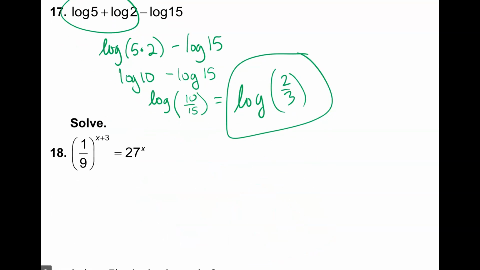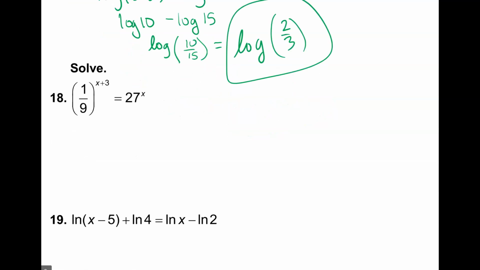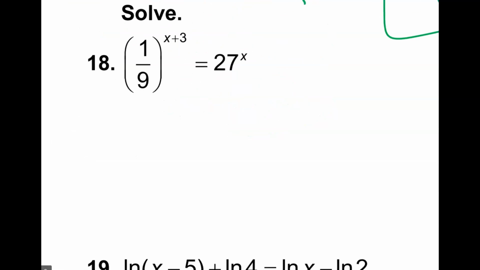Do you guys feel comfortable with number 18? Do you want to do it, or do you want to skip to number 19? 18. Okay, let's do it. Kind of hard. I wish there was a way so that with a certain base, I could rewrite both sides in terms of the same base. Any ideas?